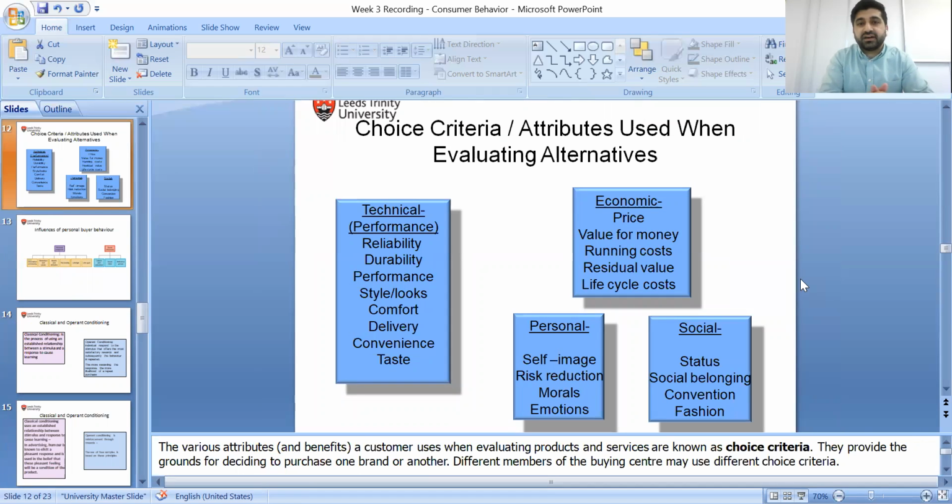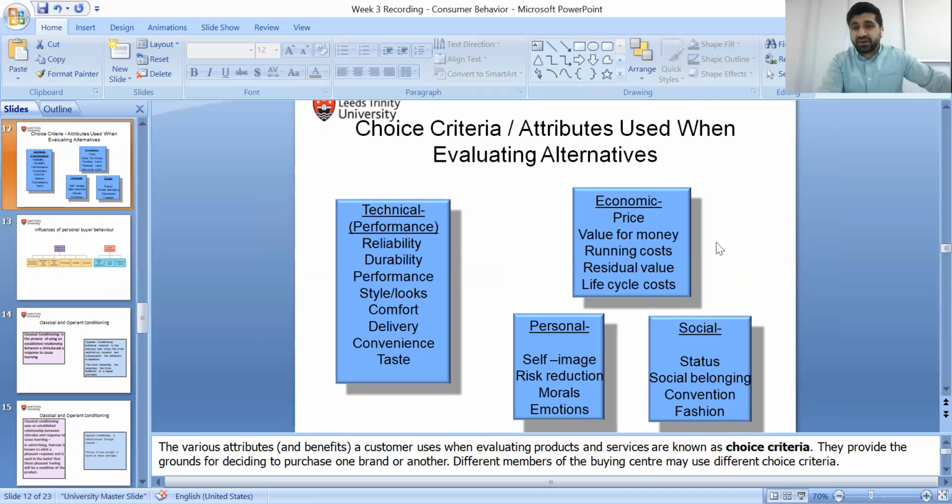Choice criteria and attributes used when evaluating alternatives. There are different conditions when we evaluate alternatives. Technical performance first: reliability, durability, performance, style, comfort, delivery, convenience, and taste. Based on these technical things, we decide whether we should buy these products or not. So these are technical performances: reliability or durability is there, performance is there, style, comfort is there, delivery is on time, the product is convenient, or the taste is fine.